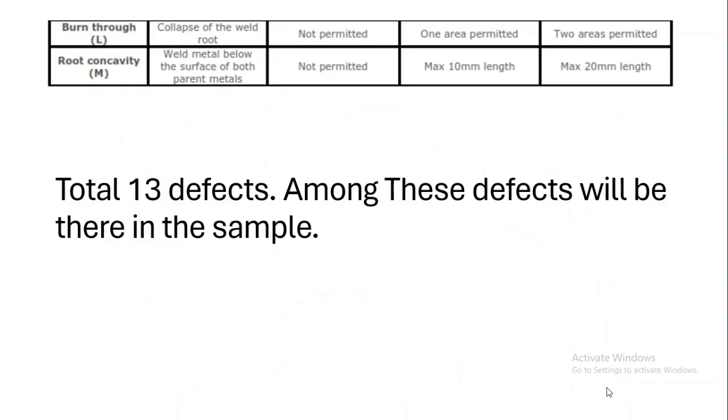That weld metal should be below the two parallel metal. That is considered as a root concavity. It will be like a concave. In group A, it's not permitted. In group C, maximum length 20 mm they are allowing. If it goes beyond 20 mm, it's rejected. Total 13 defects.